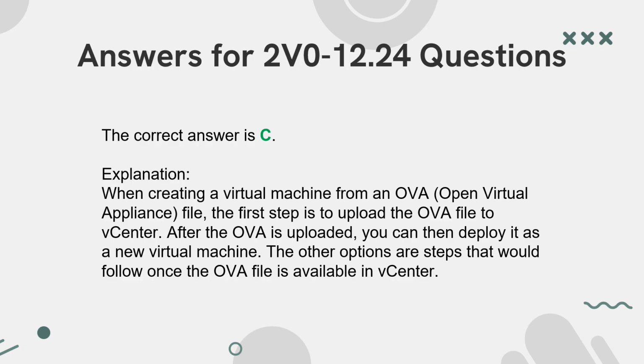When creating a virtual machine from an OVA, open Virtual Appliance file. The first step is to upload the OVA file to vCenter. After the OVA is uploaded, you can then deploy it as a new virtual machine. The other options are steps that would follow once the OVA file is available in vCenter.